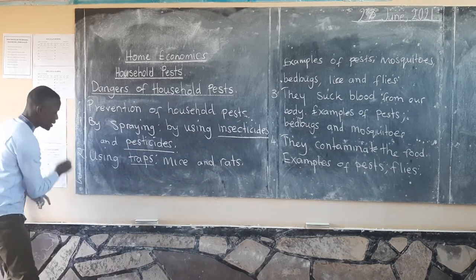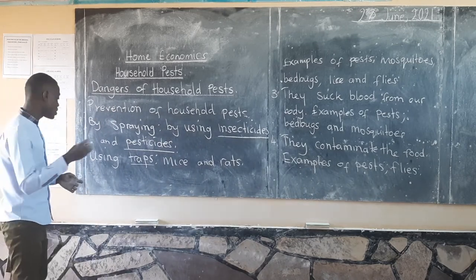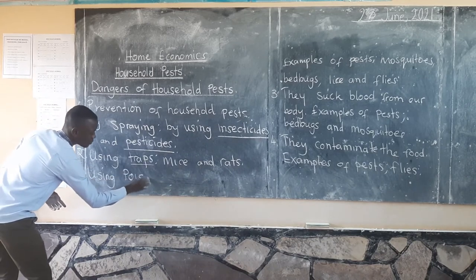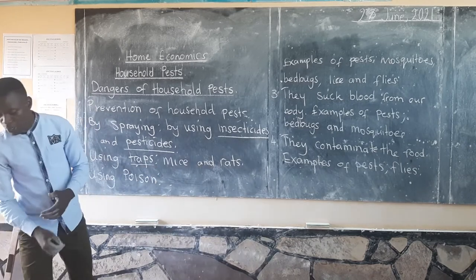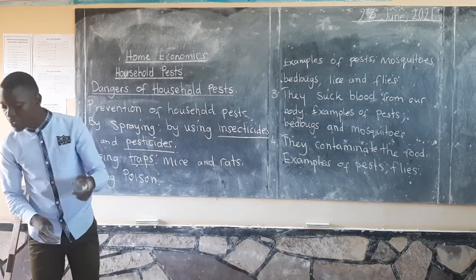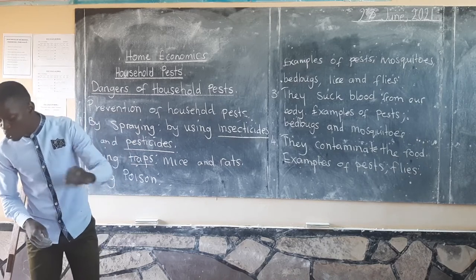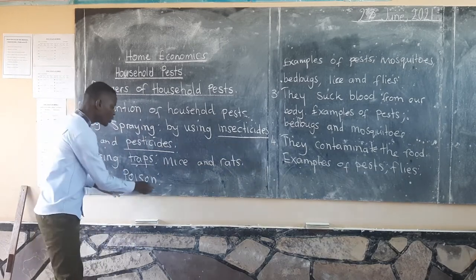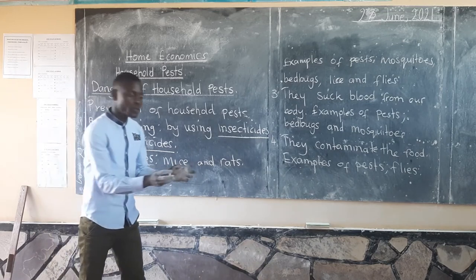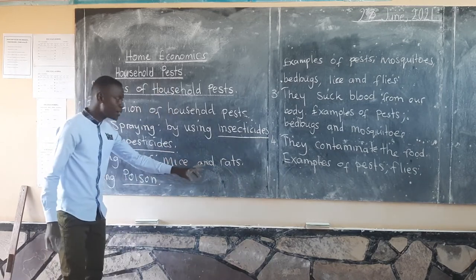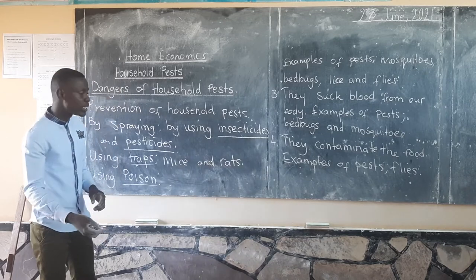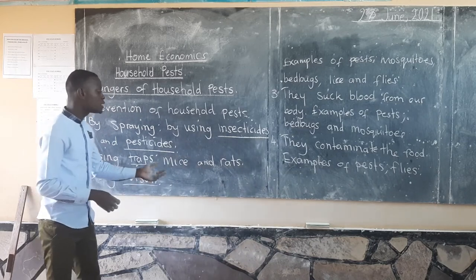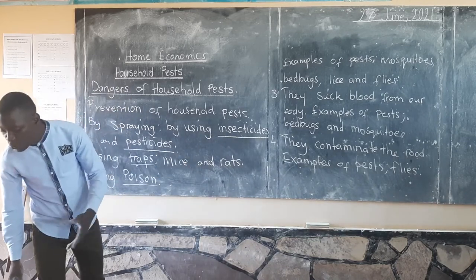The other way is by using poison, okay? Under poison, we can say poison is put on a small portion of food and it is left lying around. When you put poison on any small portion of food, these household pests, for example rats, will be attracted to the food. By eating that food, they are poisoned. After some time, you discover that these household pests are removed or they are dead.